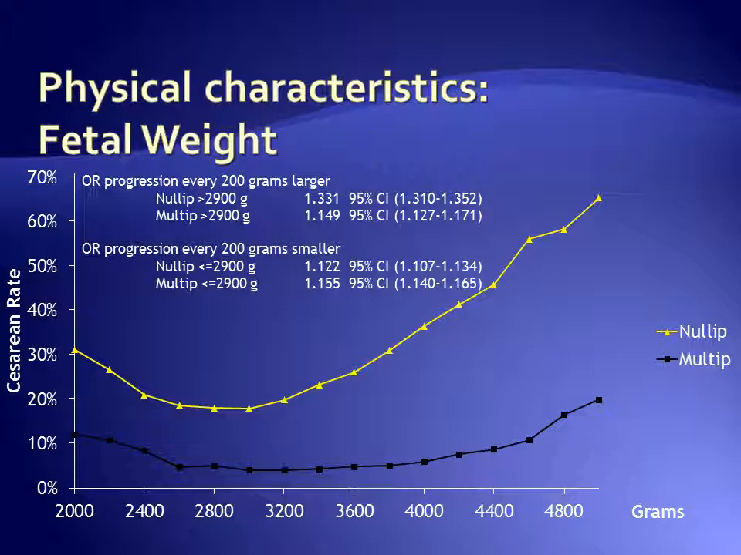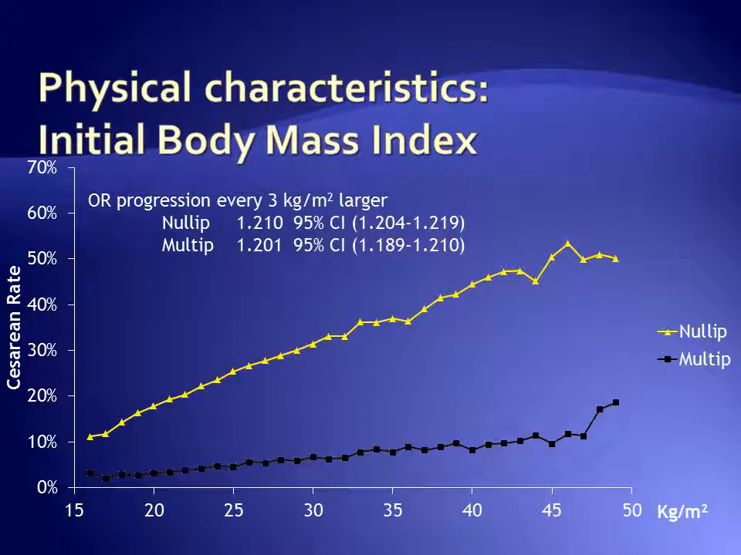The next physical characteristic, fetal weight, is interesting in that, as expected, increasing fetal weight increased the rate of cesarean birth, but only when the fetal weight was above 2,900 grams or 6 pounds 6 ounces. When the fetal weight is less than 2,900 grams, it is decreasing fetal weight that increased the rate of cesarean birth. This nonlinear association was similar to that found by Dr. Chen's group in Florida. With initial body mass index, you can see that the rate of cesarean birth for first-time mothers was about the same as their initial body mass index.